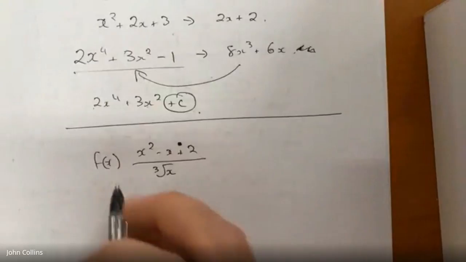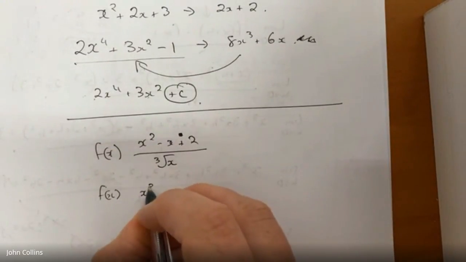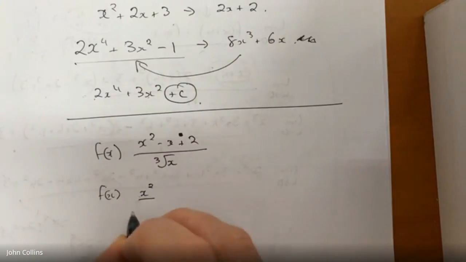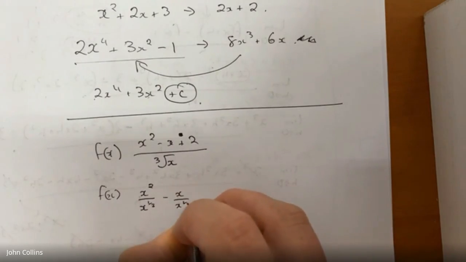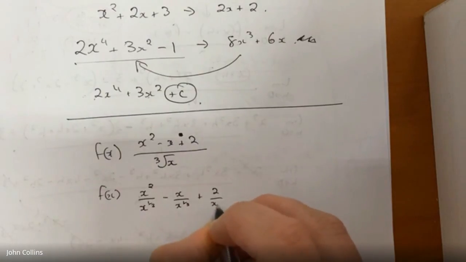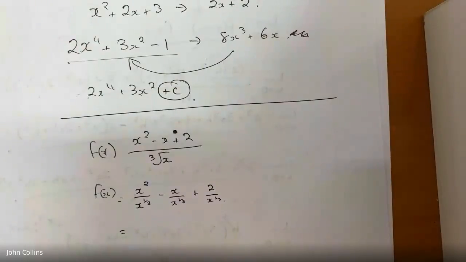So we've got to make each of these an individual term. So it's x squared. Now I don't want the cube root. I want x to the power... what's x to the power of? 1/3. 1/3, thank you. Minus x over x to the power of 1/3 plus 2 over x to the power of 1/3. Okay, that's still the function.